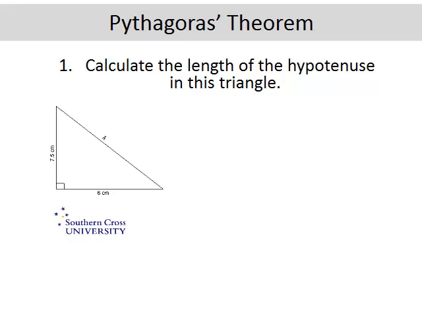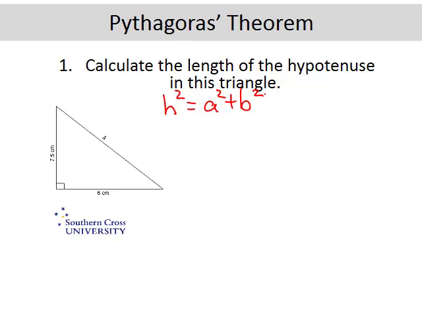This is the first of the trigonometry videos. This is on Pythagoras' theorem. And to solve this particular question, we need to find the length of the hypotenuse. And I'm going to write out Pythagoras' theorem as h squared equals a squared plus b squared.